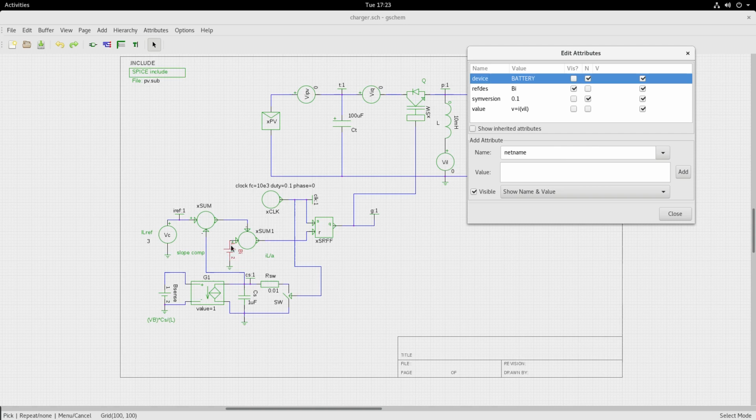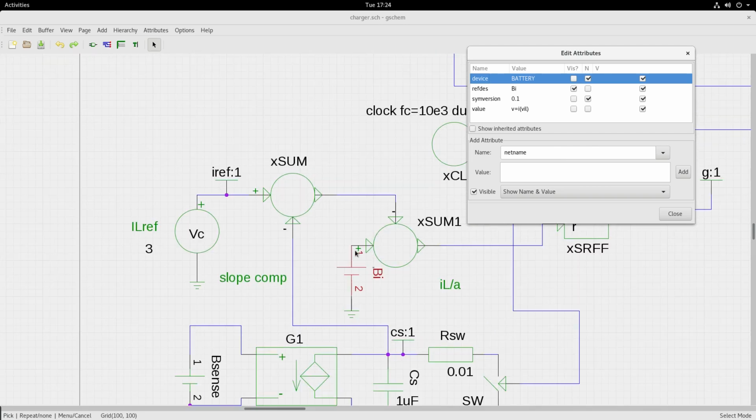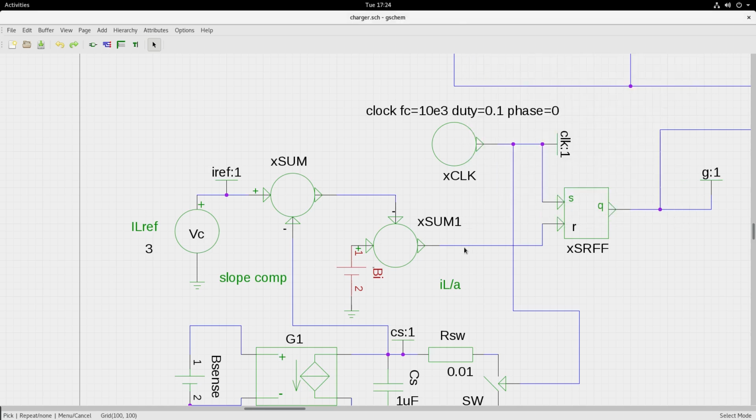So here I have a voltage equivalent of the inductor current, and I have the IL ref coming in here, which is IL ref minus the slope compensated sawtooth waveform. Now I have interchanged the plus and minus here. If I zoom in, you will see that I've made this plus, I've made this minus. This is to make the simulation block simpler.